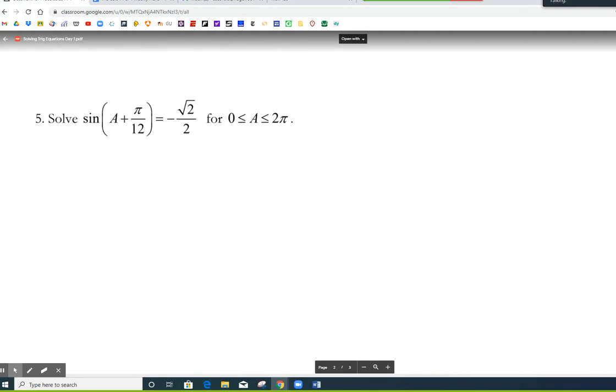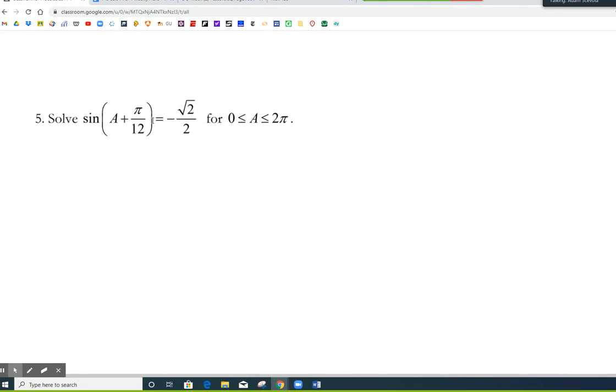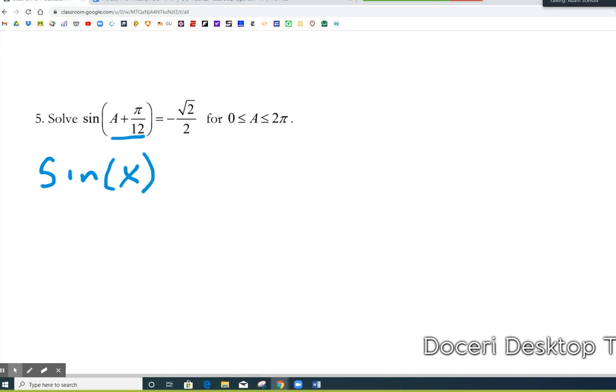Now let's try this one where we have an expression inside our parentheses. So we have the sine of a plus pi over 2 is equal to negative root 2 over 2. The first thing I would do is some sort of substitution where we ignore what's inside the parentheses and just let it equal one value for now. So essentially we're solving the sine of x equals negative root 2 over 2.